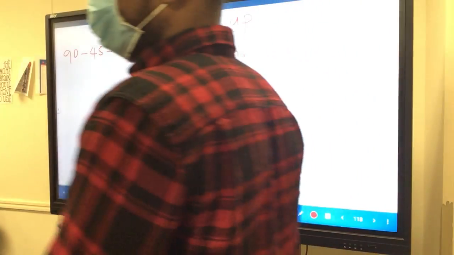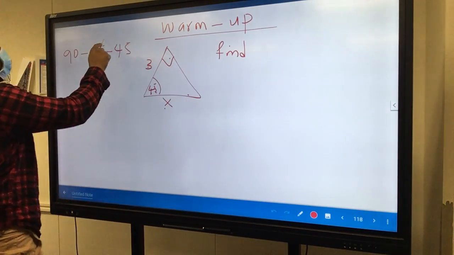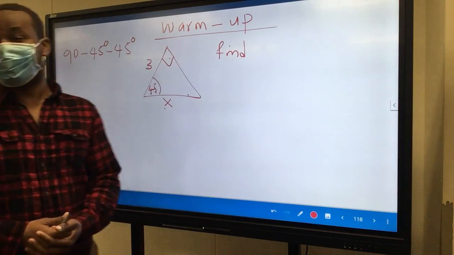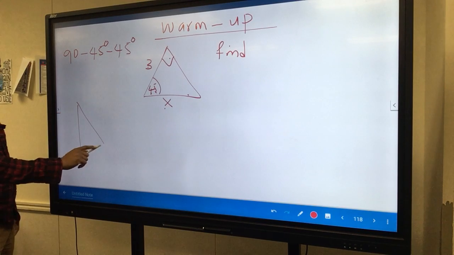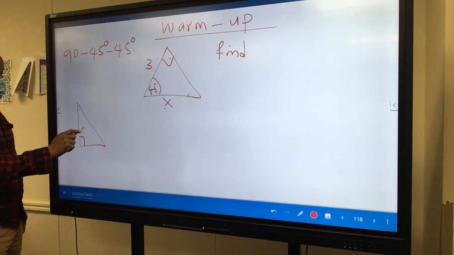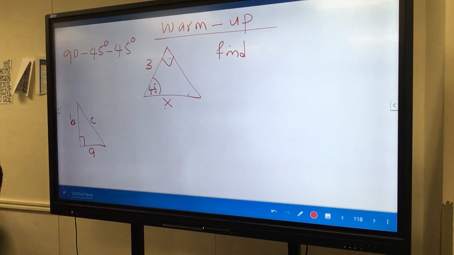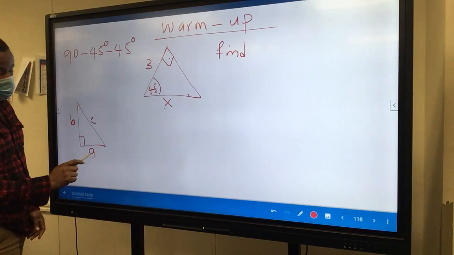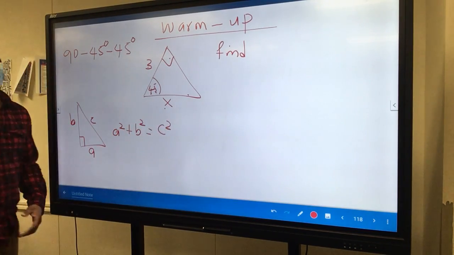So guys, yesterday we talked about the 90, 45, 45 triangle, which is a special type of triangle. You remember that when we were talking about right angles, what is the formula we used to find the length? If I have a right angle like this, this is a 90. So C is my A and this may be my B. How do we find the length? A squared plus B squared equals C squared, right? That's what we did on the first day.